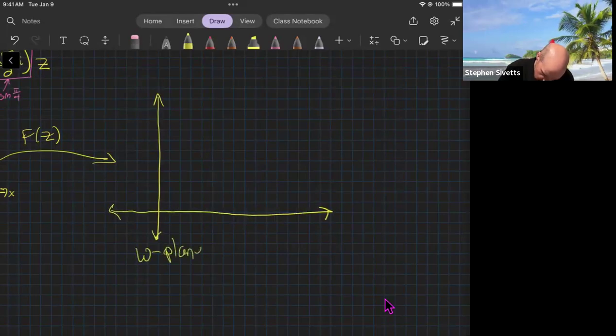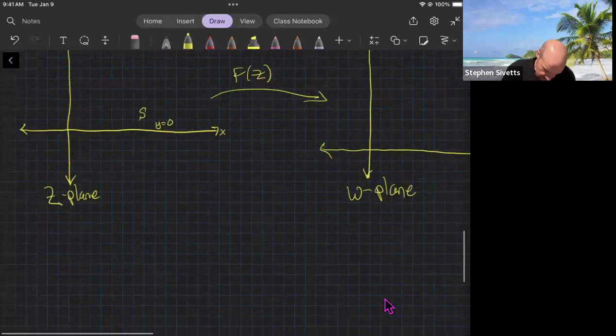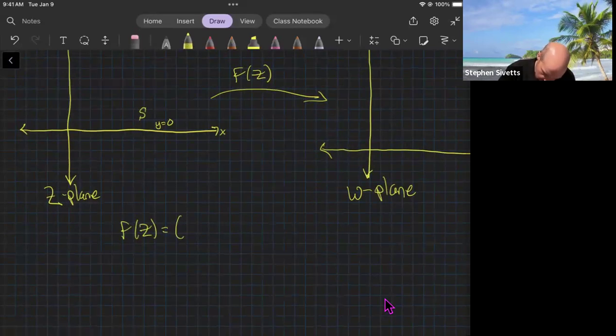W plane. And our axes are labeled as u and v. Now, if you notice, oh shoot, okay. Let me rewrite the function.